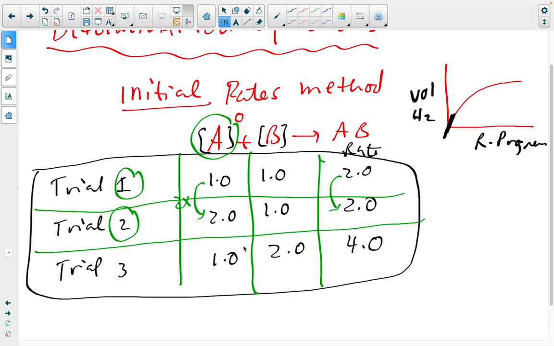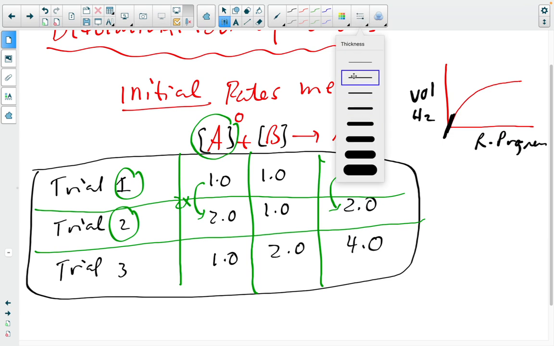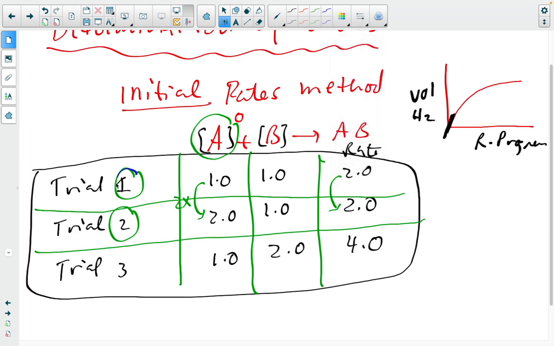Again, you can see now that when I look at trials 1 and 3, if I compare trial 1 and trial 3 this time, this one remained constant, but I doubled the concentration of this. And when I looked at that, you notice that my rate also doubled. So because my rate doubled, or changed by exactly the same factor, that is something that is associated with a first order reaction. So now my order with respect to B is 1.